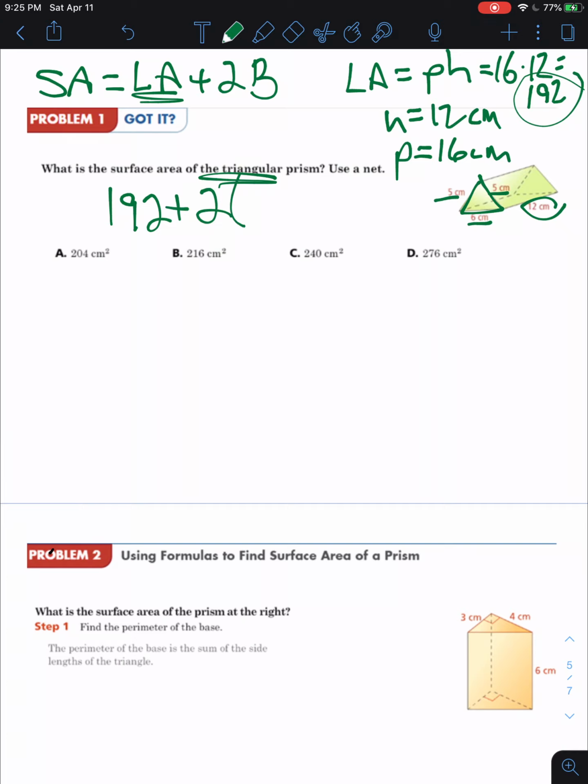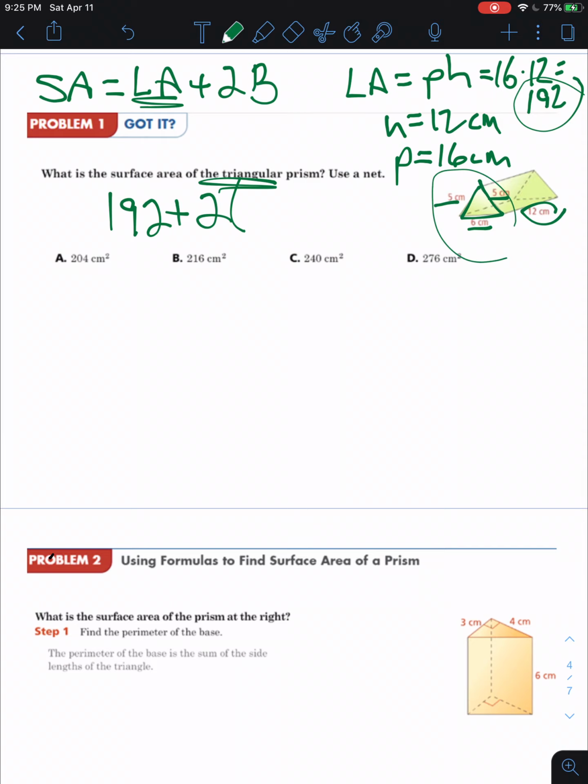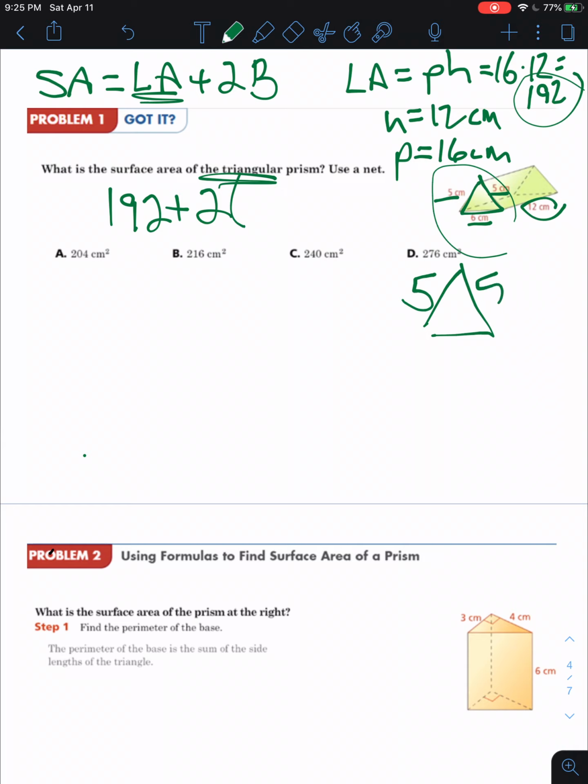Well, let's find the base. This triangle has a 5, 5, and 6. Now to find the area of this, I need base times height of this triangle times 1/2. So the area of a base would be 1/2 times little base times height. Well, the base is 6. So it's 1/2 times 6, but what's h? Well, the h is this measure right here, the dotted line.